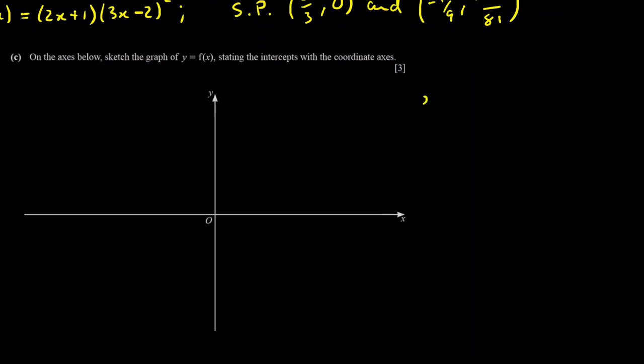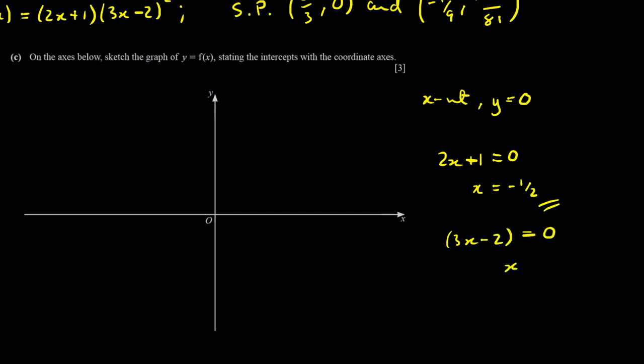So x-intercept is when y is equal to 0. That means we're either going to get 2x plus 1 is equal to 0, which leads us to x is equal to negative a half, or we're going to have 3x minus 2 is equal to 0, which means we're going to get x is equal to 2/3. But the thing is, that 2/3 is a repeated root, and so that means we're just going to be touching the axis at 2/3.